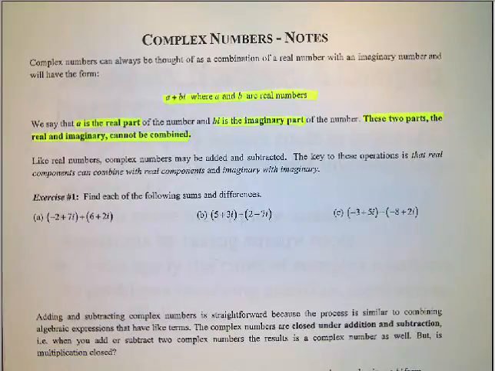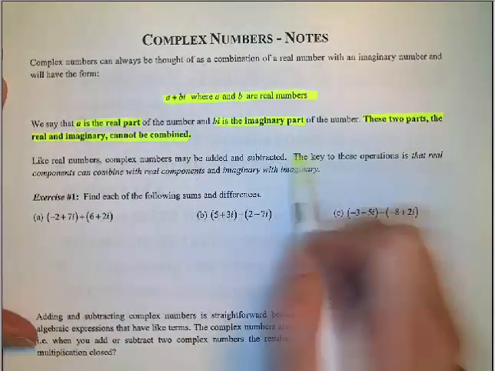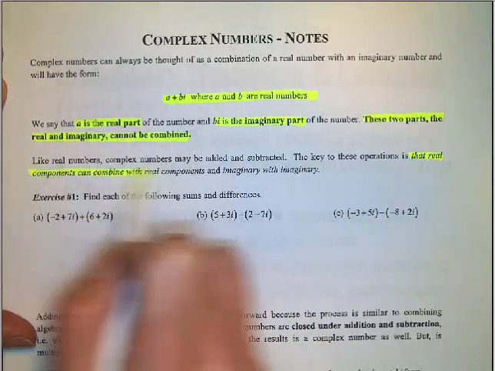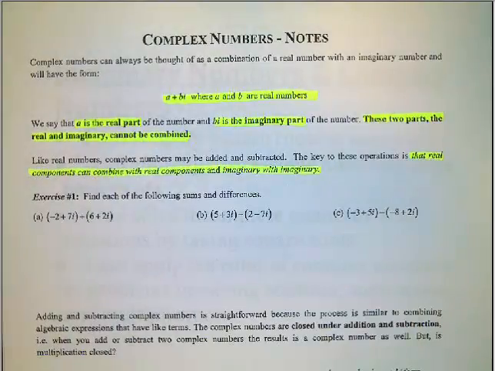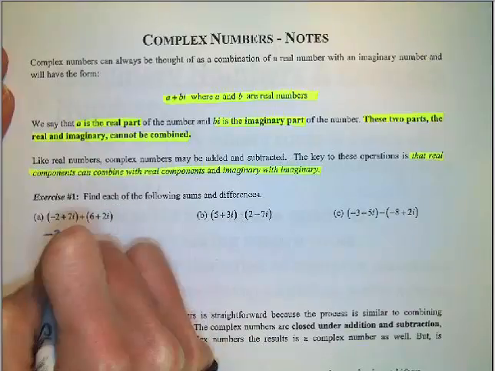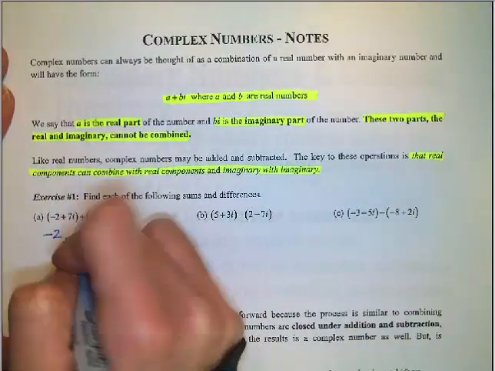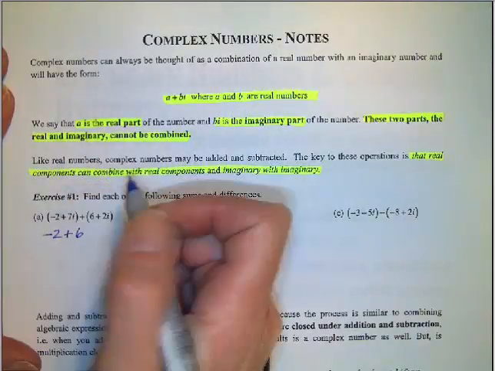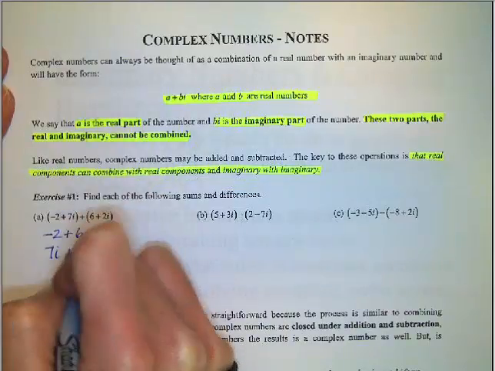Like real numbers, complex numbers can be added and subtracted. The key to these operations is that the real components can be combined with the real components, and imaginary with imaginary. So we're going to look at adding and subtracting first. So the real component with the real component. So when I look at this complex number, -2 is the real component and 6. So I'm going to do -2 plus 6. And then I'm going to do 7i plus 2i.